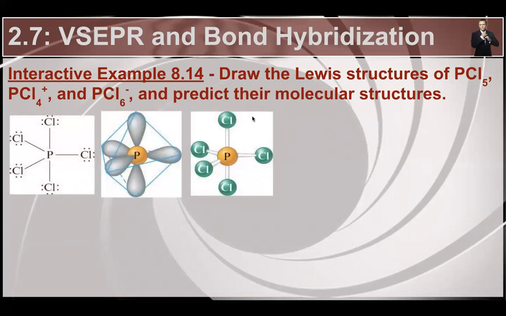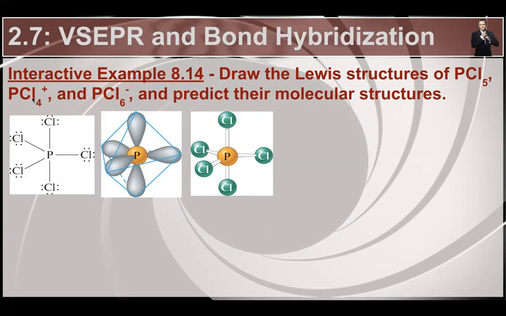Okay, so PCl5, we have 5 bonds coming off this with a Lewis diagram. So we know that that must be the trigonal bipyramidal, having 5 bonding pairs and no lone pairs. All right. Now, what about PCl4+?